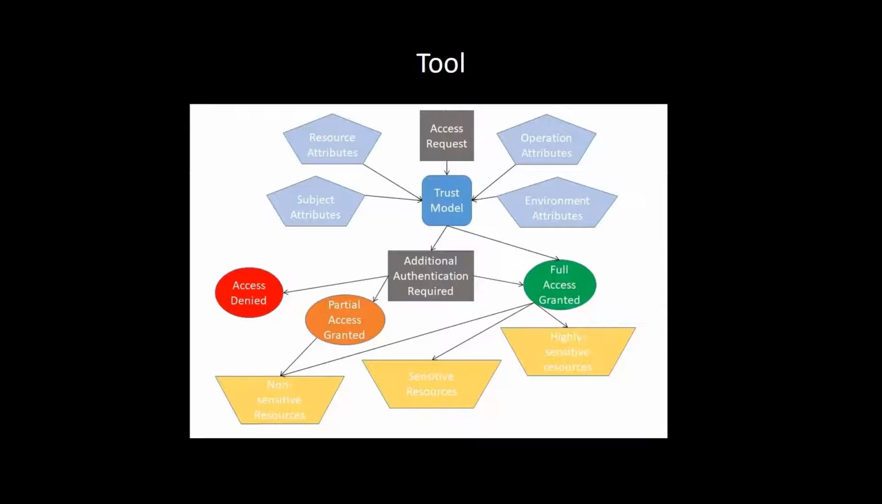In case the resource attributes and the operational attributes are good, then full access is granted, and high sensitive resources, non-sensitive resources, sensitive resources can again be accessed, and again the trust score may change dynamically. So this is the whole flow of how our tool functions, right from the authentication till the dynamic changing of trust scores.